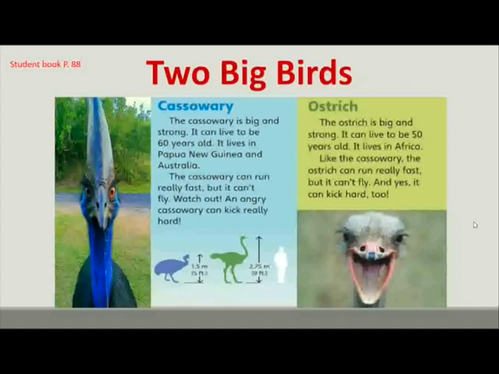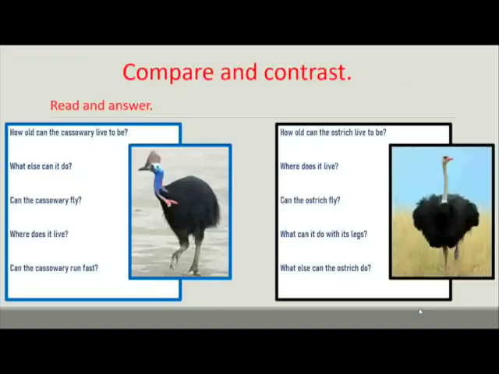Ostrich. The ostrich is big and strong. It can live to be 50 years old. It lives in Africa. Like the cassowary, the ostrich can run really fast, but it can't fly. And yes, it can kick hard too.